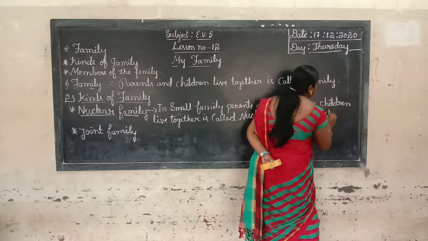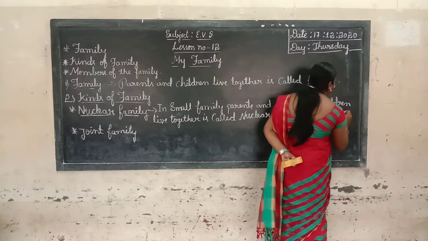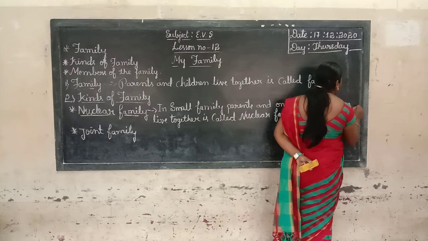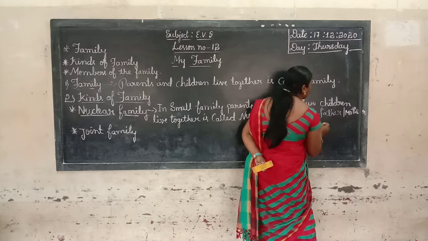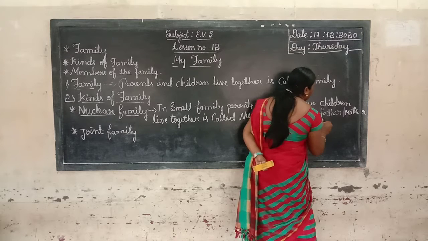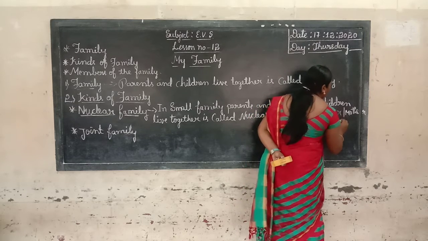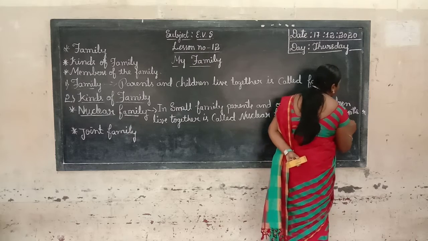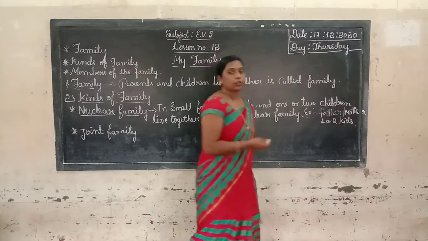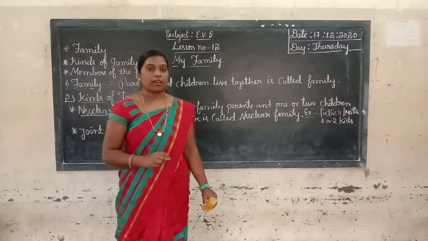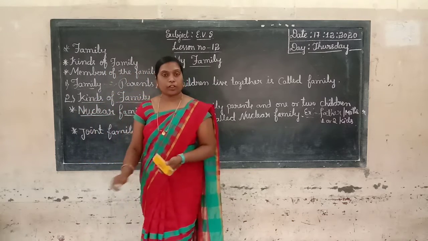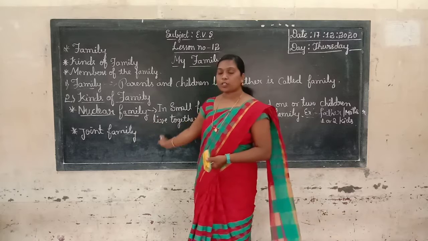Father, mother, one or two children, okay? One or two kids living together is called a nuclear family or a small family. Okay, now do you understand this concept, students?